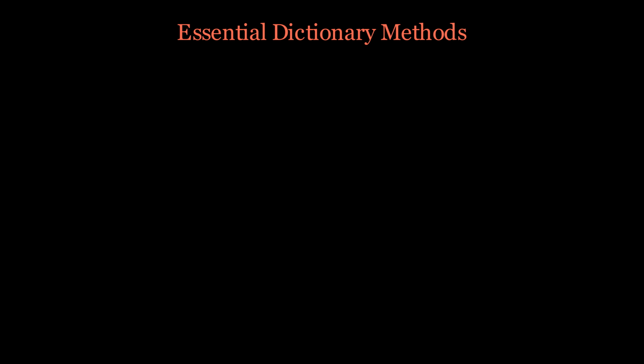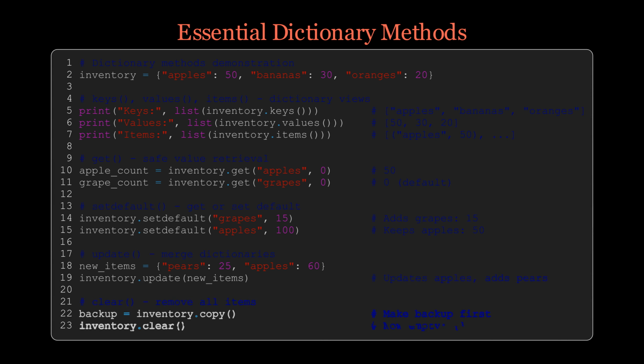Dictionaries come with powerful built-in methods. Let's explore the most useful ones. Dictionary views provide dynamic access to dictionary data. The get method safely retrieves values with optional defaults. setdefault gets a value or sets it if missing. Update merges multiple dictionaries efficiently.